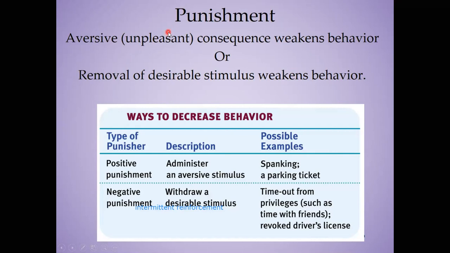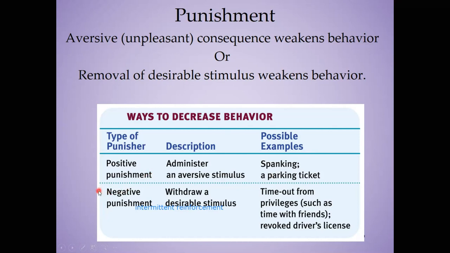Punishment also can occur in two different ways, okay? And we can have what's known as positive punishment. Again, think of the plus sign for positive, like in math, that says add something. So something is being given, in this case, an aversive stimulus, something unpleasant. So a child misbehaves and they are given a spanking, or you park in the wrong place and you're given a parking ticket. Now, if indeed that results in a weakening of the behavior, if the child no longer does the misbehavior for which they got the spanking, or you no longer park in that place, then we can say this has served as punishment.